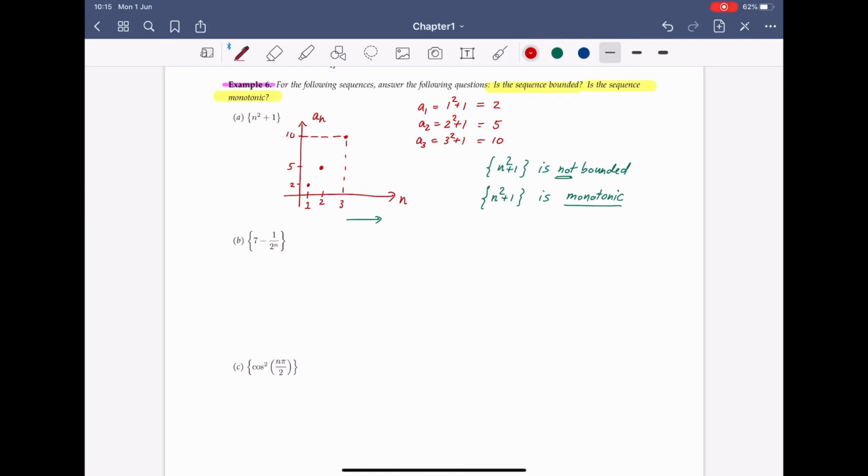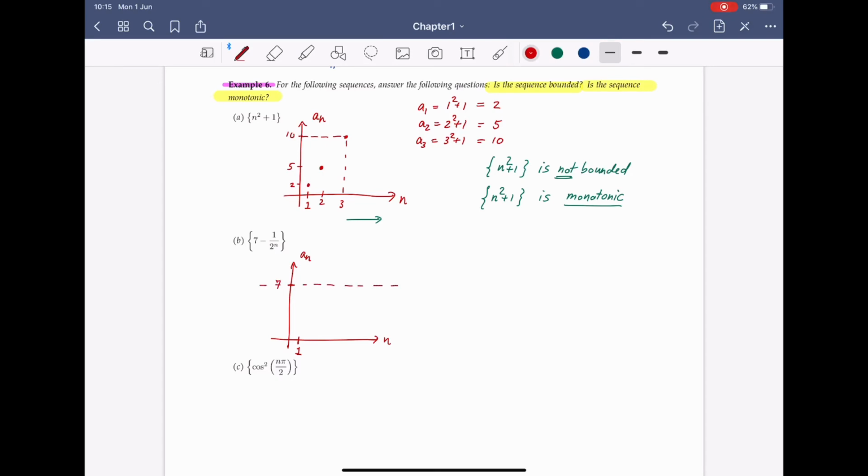All right, let's look at part B. This example is 7 minus 1 half to the n. So let's plot the graph, a sub n and then n here. The first term, when n is equal to 1, is 7 minus 1 half. So actually I'm going to do 7 here.